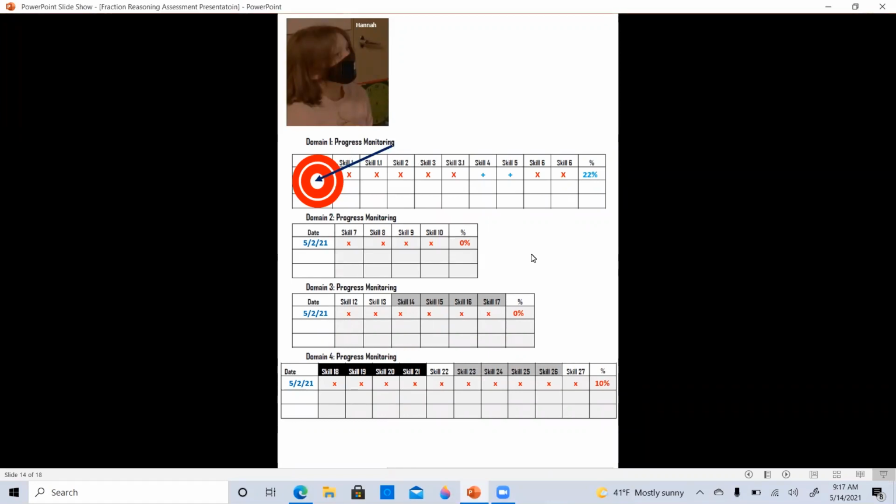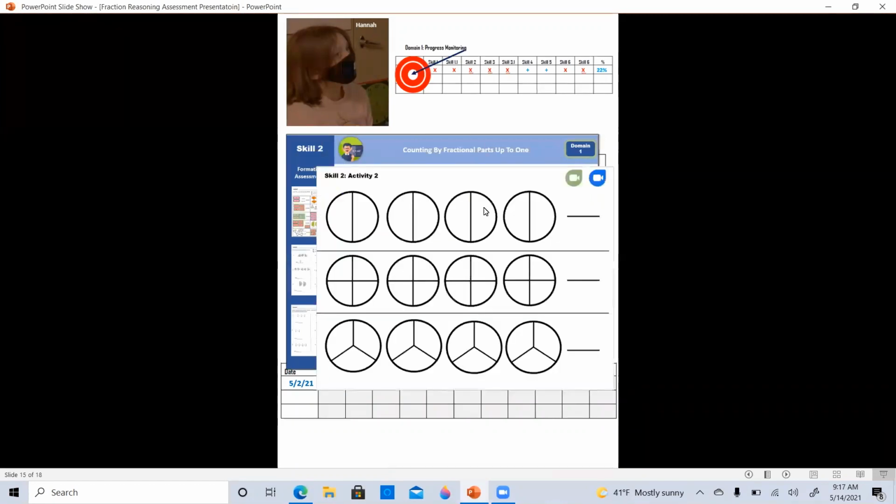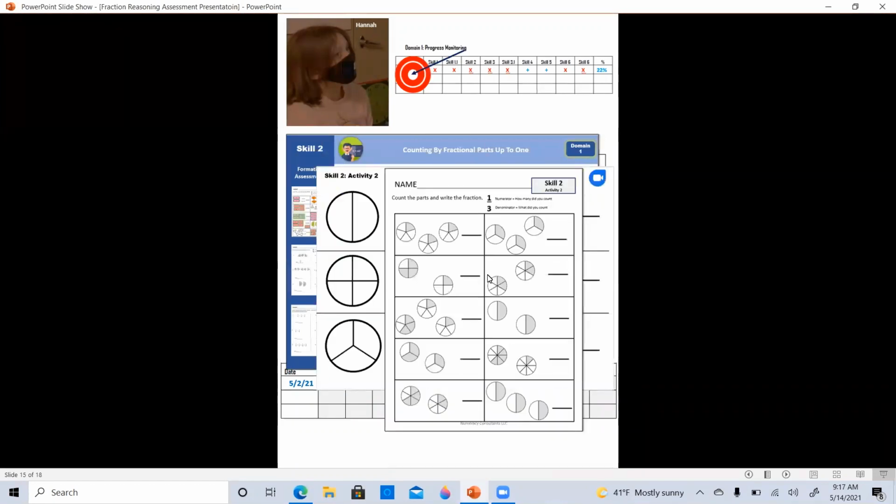Okay. So again, we're going to focus on those early domains. Skill 2, counting by fractional parts up to 1, we would go ahead and do these activities with her and give her the lessons. When you click on this, it's just a quick video of how to do skill 2, activity 2. And then there's obviously the practice component that goes with it.